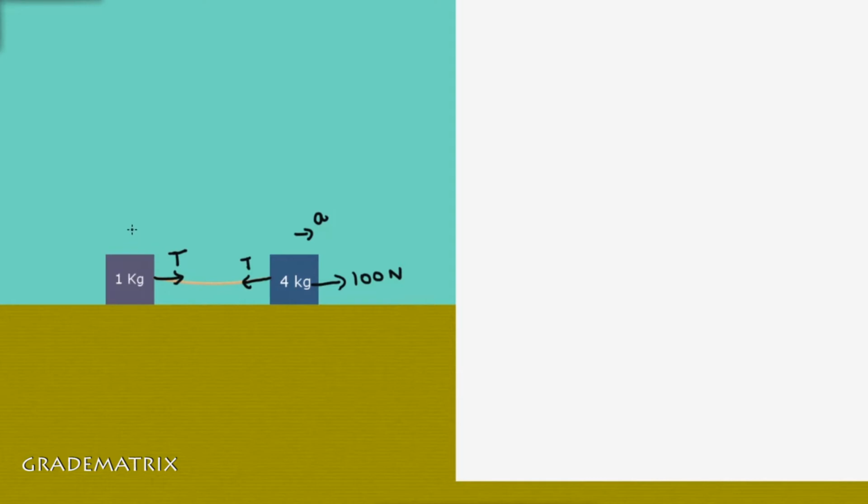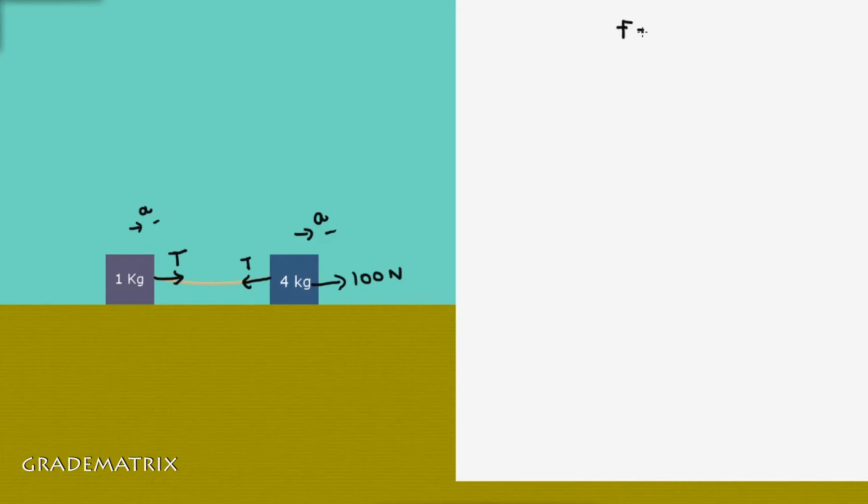Now the 1 kg block will also move with the same acceleration A, because the string cannot be stretched. If it is moving with an acceleration A, the 1 kg block cannot move with lesser acceleration, because the string will make sure that both the blocks are moving together. So we are saying both the blocks have same acceleration A. Okay, now we need to apply our Newton's laws on these blocks.